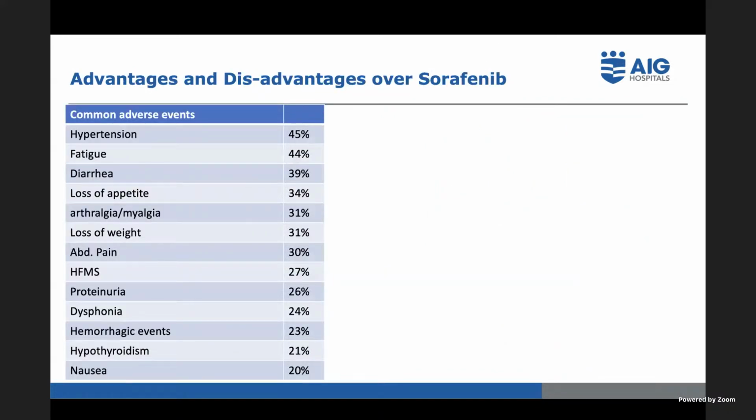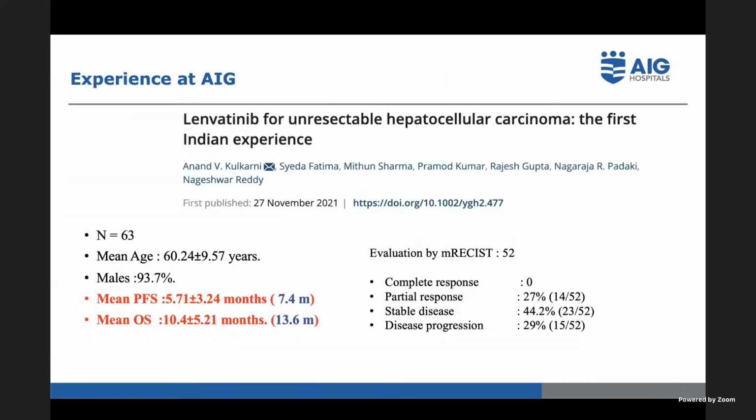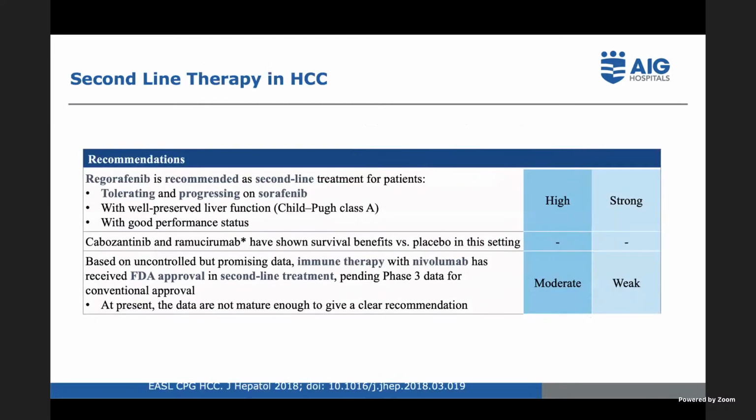There are some advantages and disadvantages which lenvatinib has over sorafenib. What I feel in real-life practice is that it has fewer side effects, with less hand-foot syndrome, and patients possibly tolerate lenvatinib better than sorafenib. This was our experience at AIG. Anand is here today, so he will possibly touch on this, where our median progression-free survival was around 7.4 months and the median overall survival was 13 months with lenvatinib.